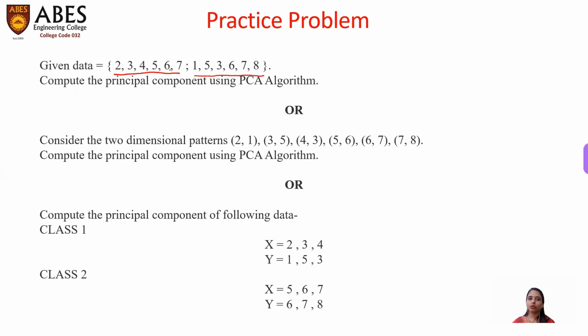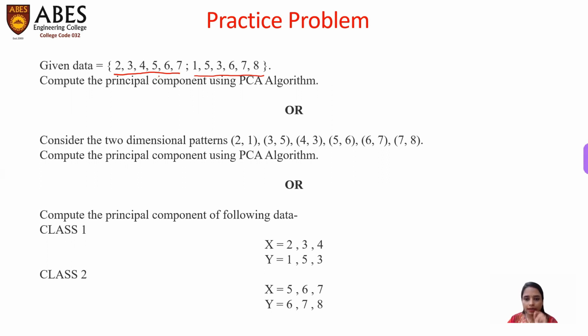Now we have to calculate the principal components by using the PCA algorithm. Again, this question can be written as: consider the 2-dimensional patterns for the given data points. Here we have the data points in the form of x, y. The next thing is, we have 2 classes. For the first class, we have the given data points, with an x value and a y value also. And then in class 2, we have a value of x and a value of y also.